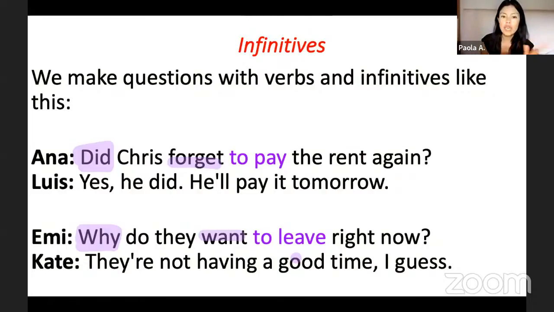Or what do they, we're not just saying why do they leave right now? Or why are they leaving right now? No, we're being more specific. Why do they want to leave? So it's always when we use infinitives or gerunds, we're trying to give or maybe ask more information, right? The sentence is going to be a little bit more complete with whatever we're explaining or maybe asking. All right, so any questions here?